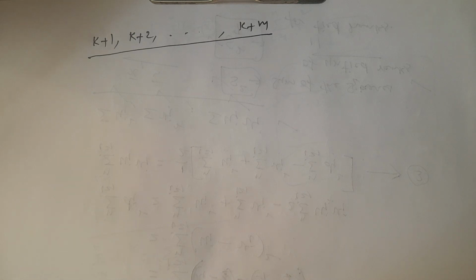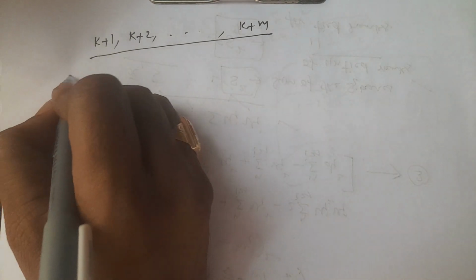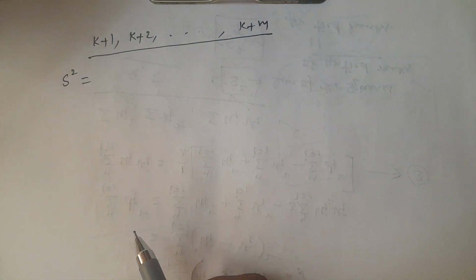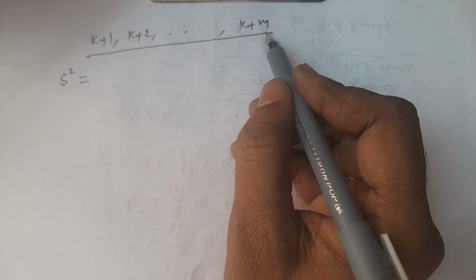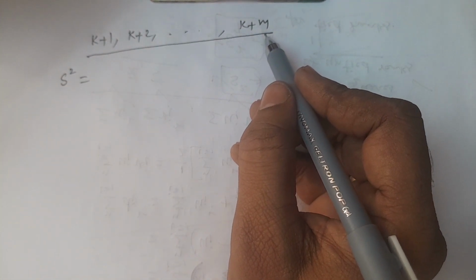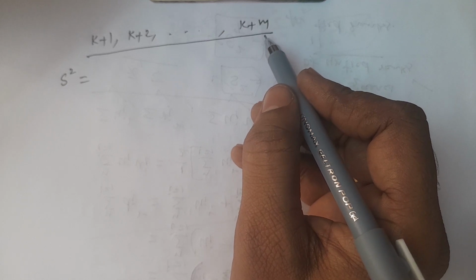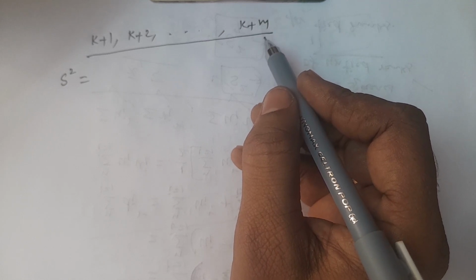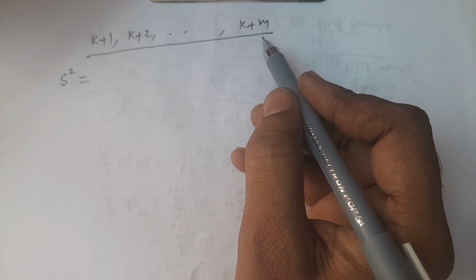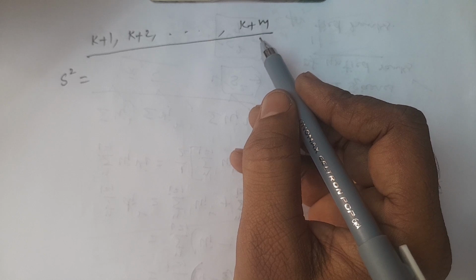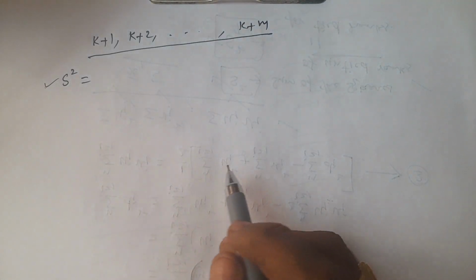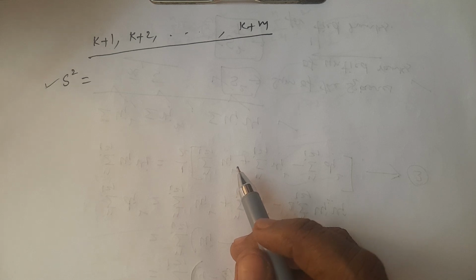M ranks are tied. Now we have to consider s square, the sum of the squares without ties, and s square t, with ties. I am not considering all the ranks, only the ranks which got ties. For example, m individuals are there, and their ranks are tied. For those ranks, let us consider what the sum of the squares would be without ties. That is s square. And with ties, what would be the sum of squares? That is s square t.